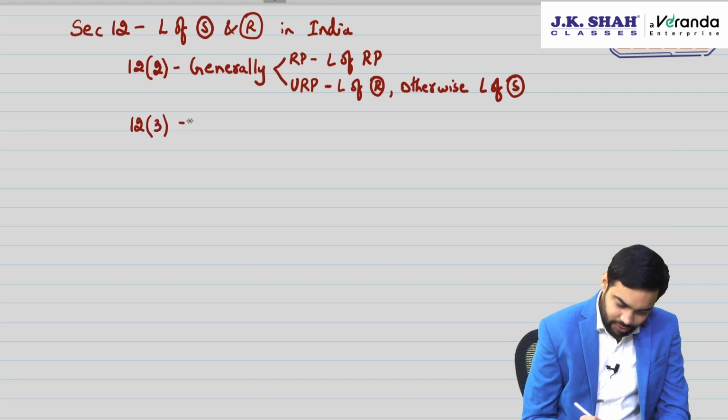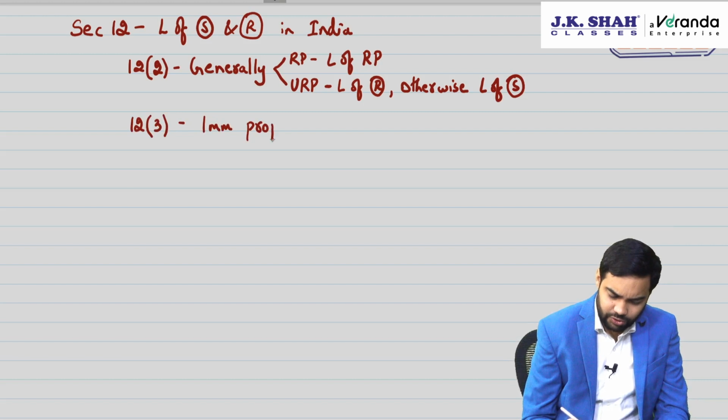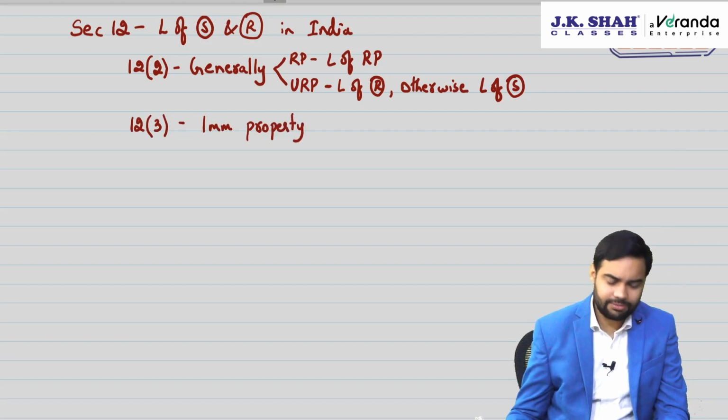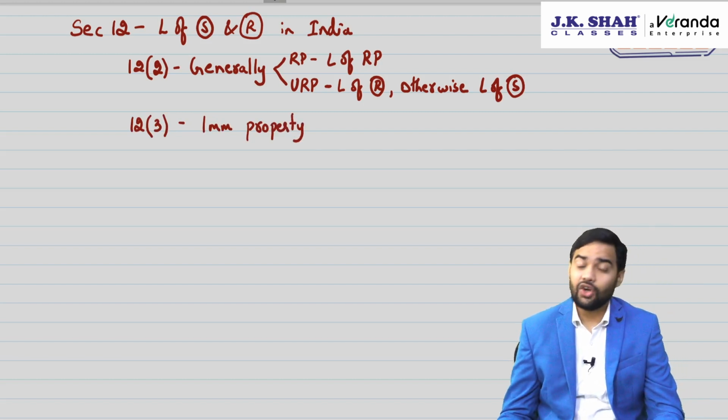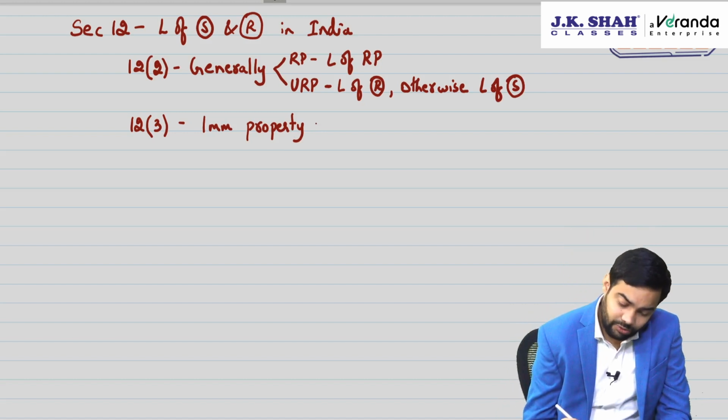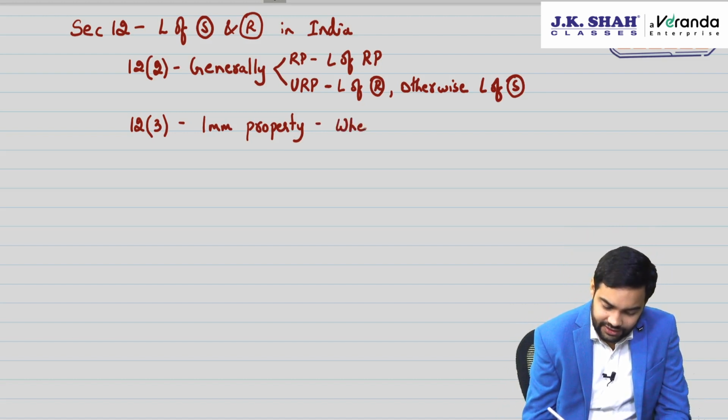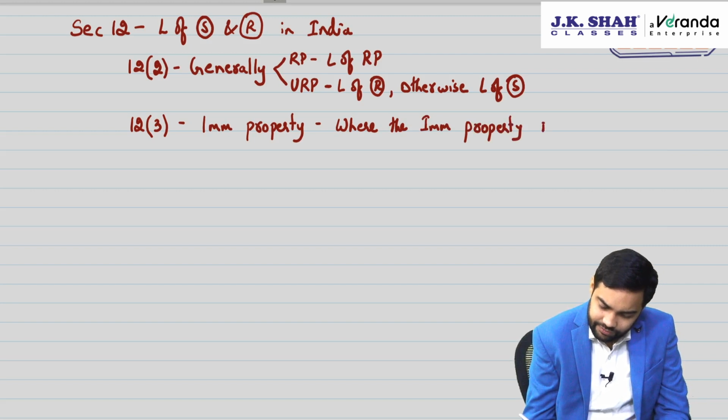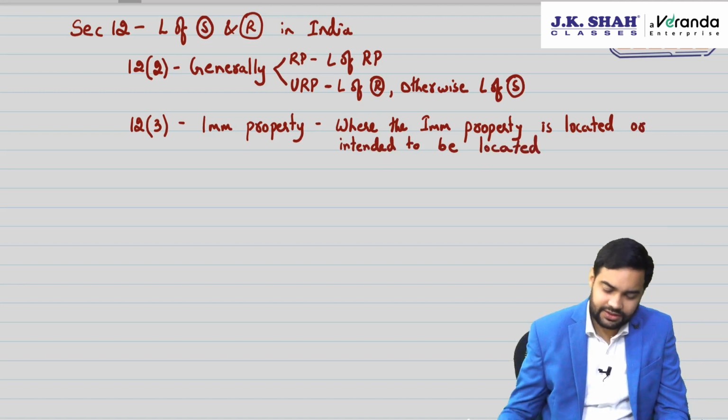12(3), immovable property. Now for immovable property, it also talks about houseboat and vessel which is used for accommodation purposes. For immovable property, the government has not used RP, URP. For immovable property, the place of supply will be where the immovable property is located or intended to be located. So here you don't use registered person and unregistered person.